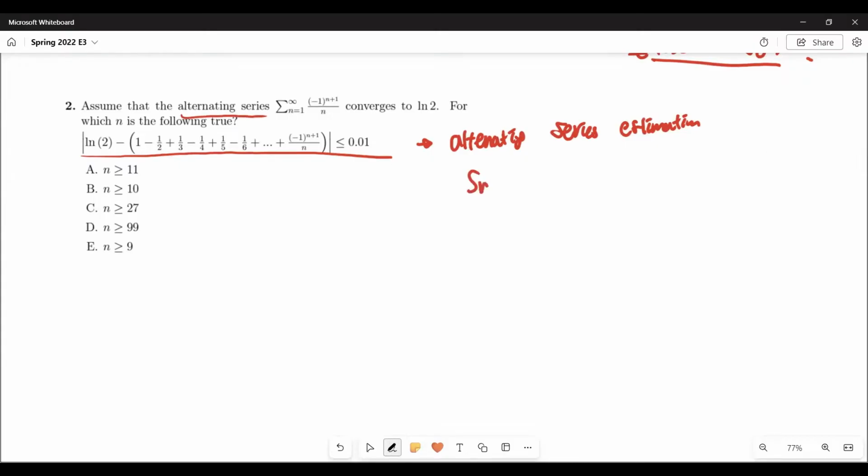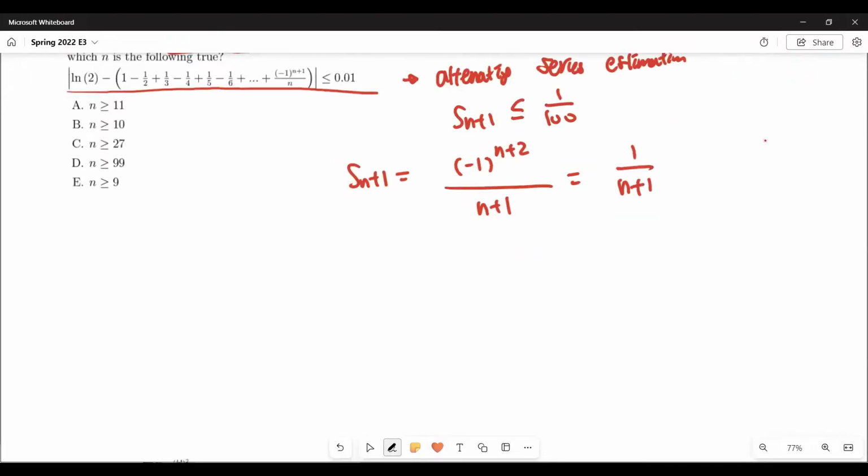So it's going to be S(n+1) less than or equal to 1/100. The S(n+1) term is basically (-1)^(n+2) over n+1. (-1)^(n+2) is always going to be a positive value, so it's going to be 1 over n+1. So 1 over n+1 is less than or equal to 1/100. Cross multiplying, n+1 is at least 100. So n is greater than or equal to 99. So the answer is D.